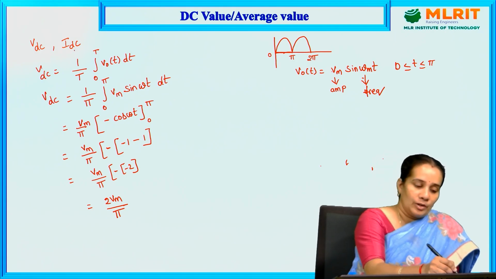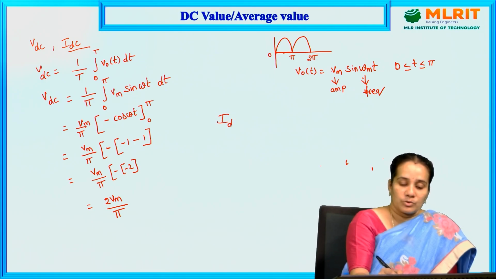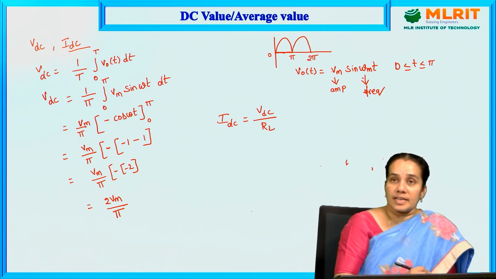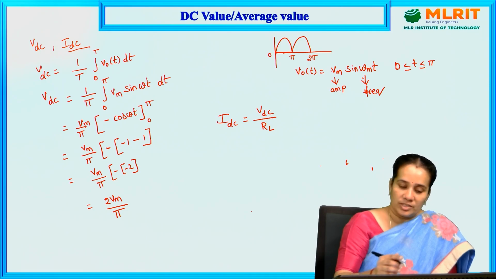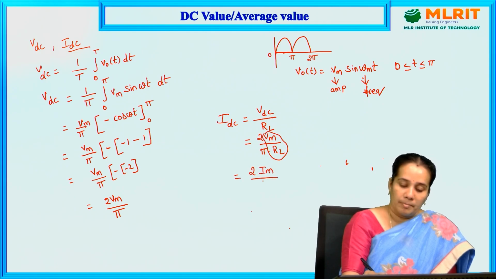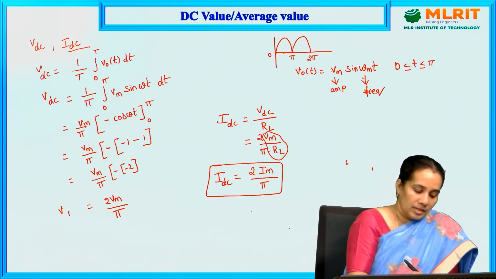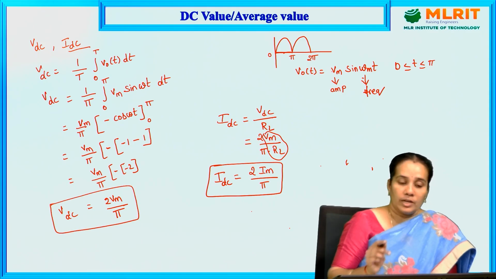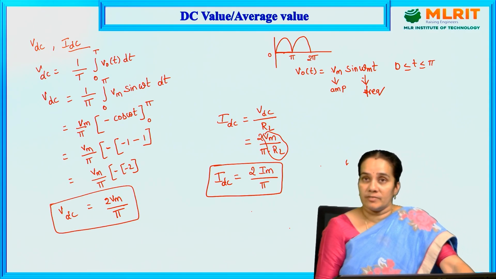Coming to the IDC value. The next one is we have to calculate the IDC value. IDC is equal to VDC by RL, because the DC is calculated at the output point, so the output resistance is nothing but the load resistance. So IDC is equal to VDC by RL. We know that VDC is equal to 2 Vm by pi, so IDC is 2 Vm by pi into RL. Vm by RL is nothing but Im, so 2 Im by pi is the IDC value, and 2 Vm by pi is the VDC value. Okay, this is about the average value, DC value or mean value.